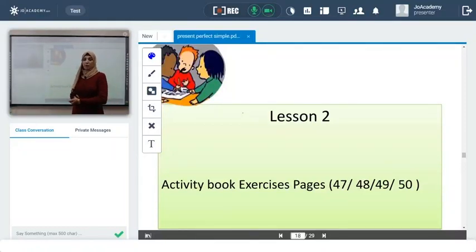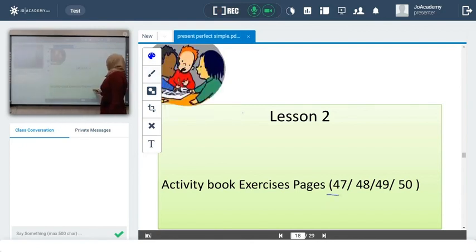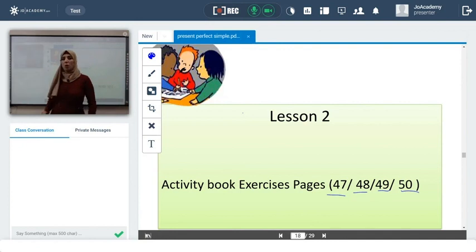Last time we talked about the present perfect simple. We did some activities in our student books. Today we're going to do some activities in our activity books. And these are pages 47, 48, 49 and 50. So please open your activity book, page 47. Let's begin.